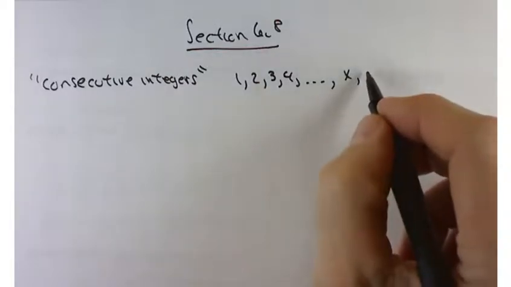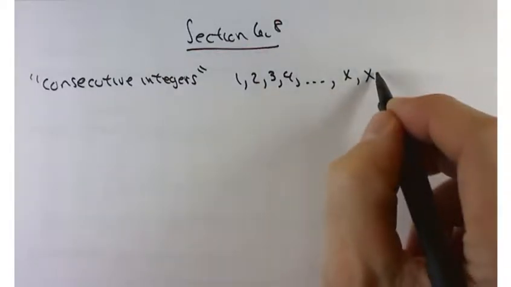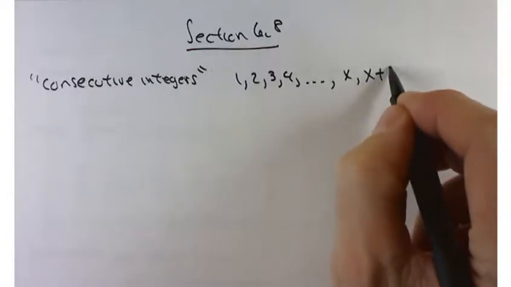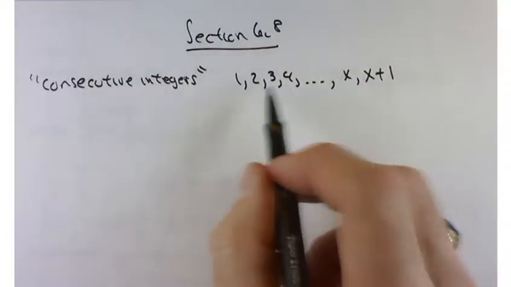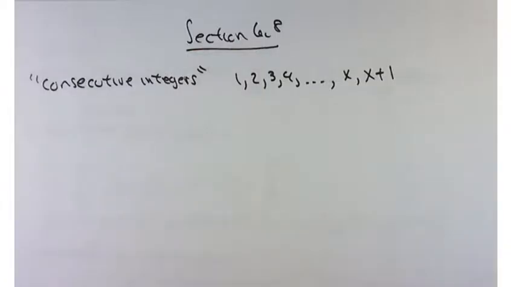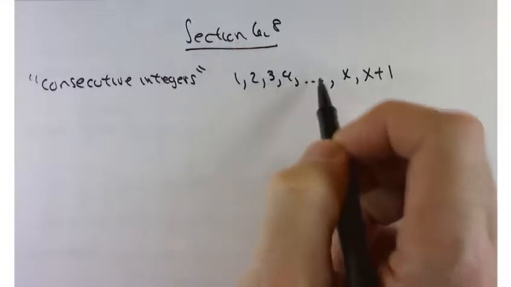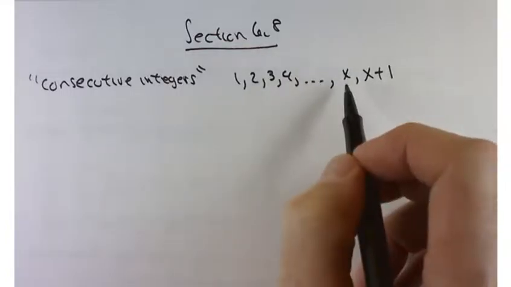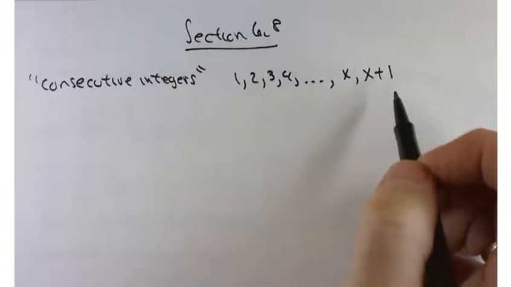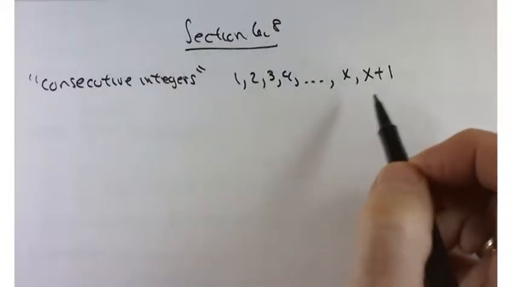Somebody said it? Not x. X plus 1, right? You're just adding 1 to get from one number to the next. That's how you're getting from, say, 4 to 5, or 5 to 6, 6 to 7, etc. So if you're at x, then the next consecutive integer is x plus 1.